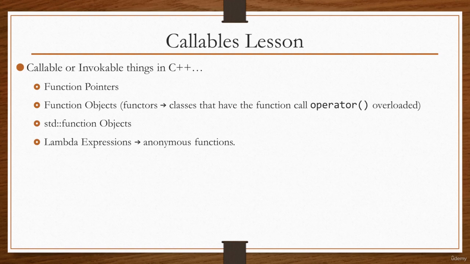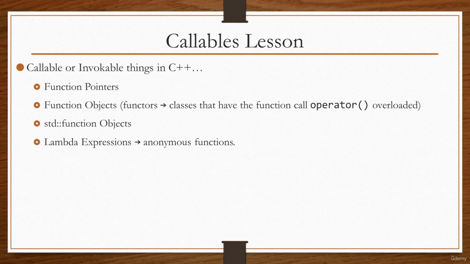Then we also have function objects, which are called functors, and those are classes that have the function call operator overloaded. Then in the standard namespace we have function objects, which are basically wrapper classes for callables as well. Those are really handy to use as parameters, so you can pass in either a function pointer or a function object into a function as an argument, for example.